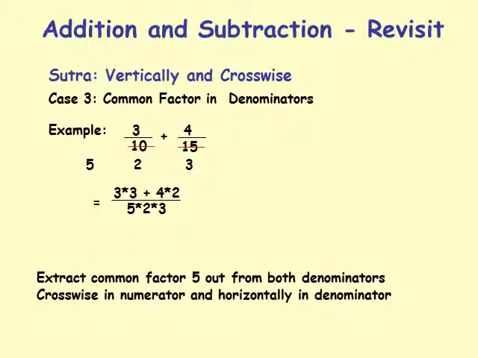Continue here. Crosswise in the numerator and horizontally in the denominator again. That's 3 times 3 plus 4 times 2. 3 times 3 is 9 plus 4 times 2 is 8. And in the denominator 5 times 2 times 3, which is 30. That is 17 divided by 30. And that's the same answer we got before.